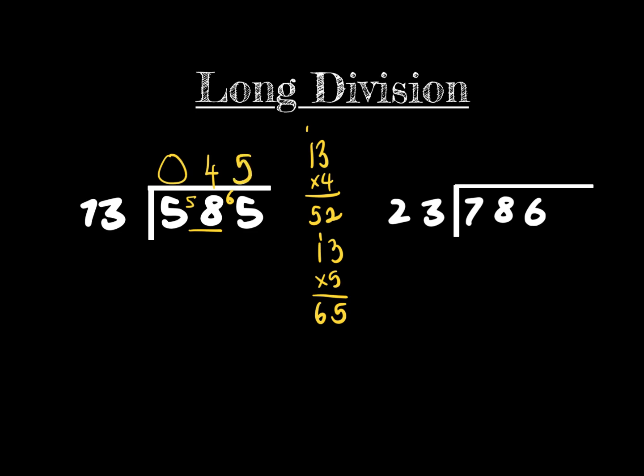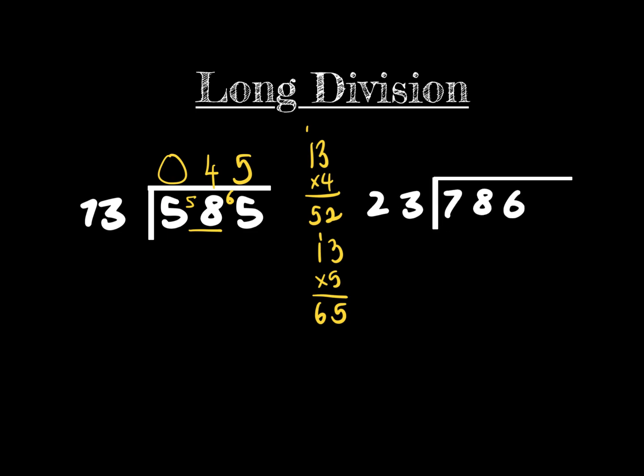Let's try this next example. So for this one here, we're doing 23 into 786. All right, so 23 into 7 doesn't go, and we carry our 7 over. 23 into 78. Well, 2 23s is 46, so maybe it goes in 3 times. We'll try 3, so 3 times 23. 3 times 3 is 9, and 3 times 2 is 6, so that's 69.